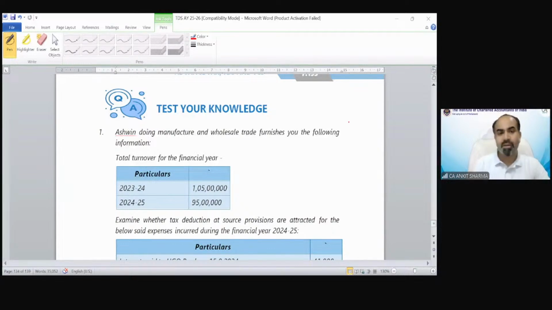I'm not saying that don't go anywhere and just lock yourself into a room. No, just proportionate things. More time for studies and less time for all these things. You have to make a balance. The important thing, you have to cover your syllabus.